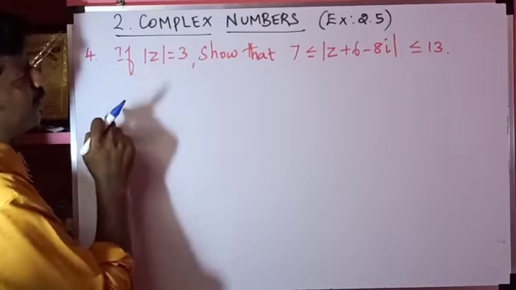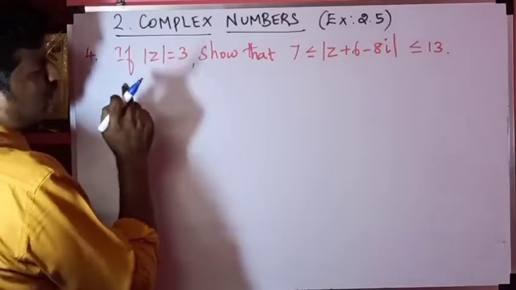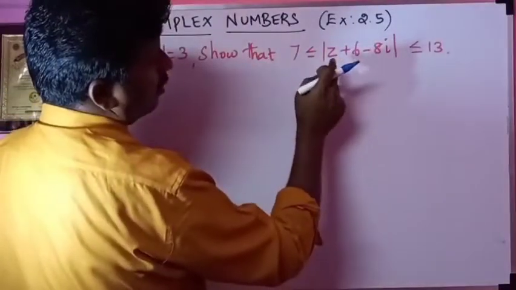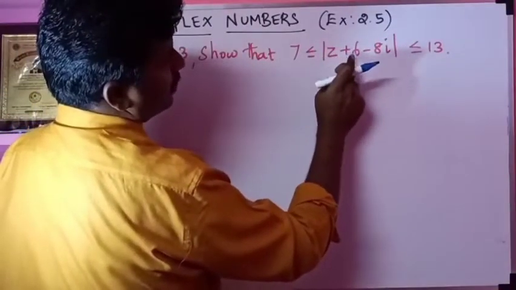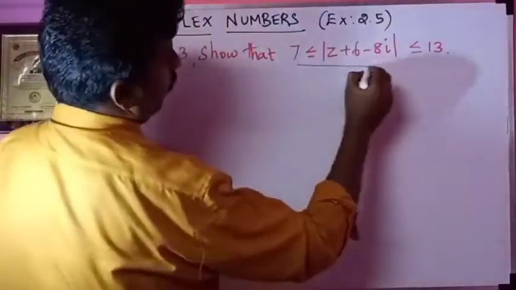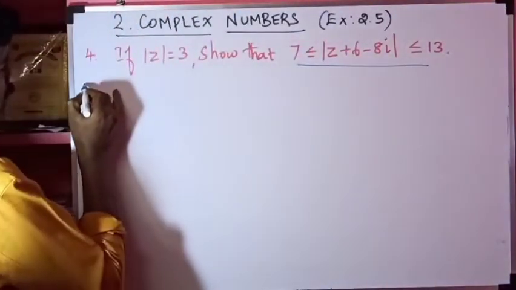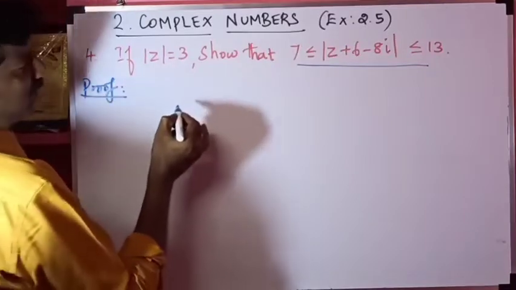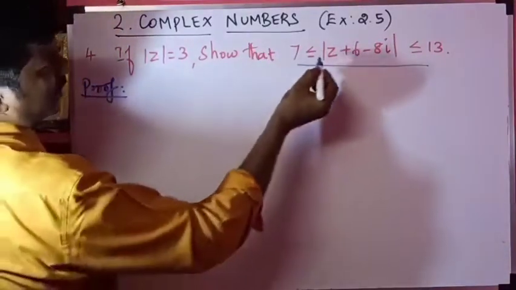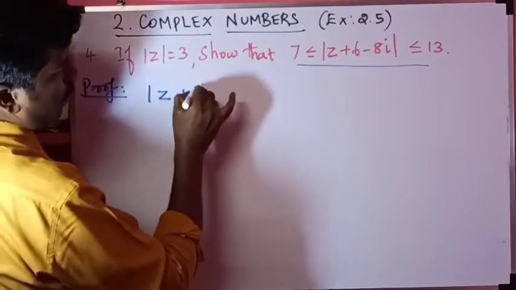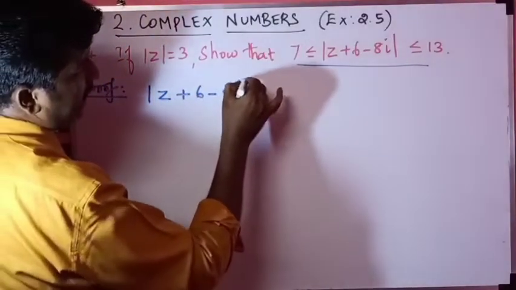See the question. If modulus z equal to 3, show that 7 less than or equal to modulus z plus 6 minus 8i less than or equal to 13 அப்படின்னு prove பண்ணணும். இப்போ பாருங்க proof. So எப்படி prove பண்றேன் பாருங்க. First இந்த statement எடுத்துக்கிறோம். What is that statement? The modulus z plus 6 minus 8i.